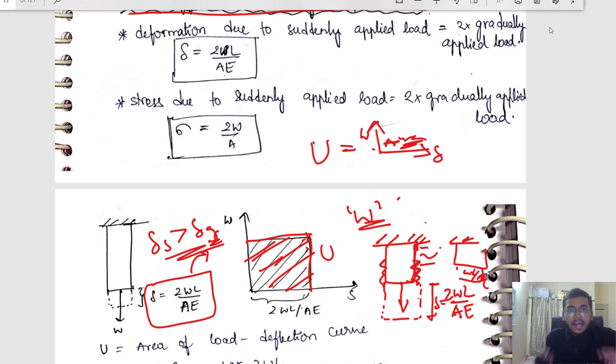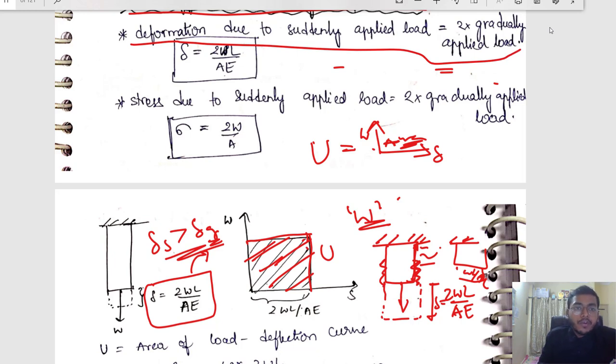Okay, agreed? So in the long run, if you give ample time for the body to settle to that load, your gradual deflection will equal the sudden deflection. But at the instant of loading, the sudden deflection will be twice that of the gradual loading. This is a very important bit. In the exam, if asked what the deformation due to suddenly applied load is, you have to write that it will be twice that of the gradually applied load.